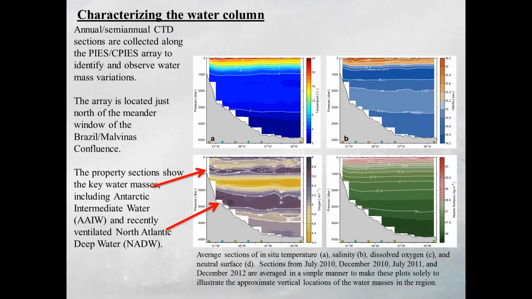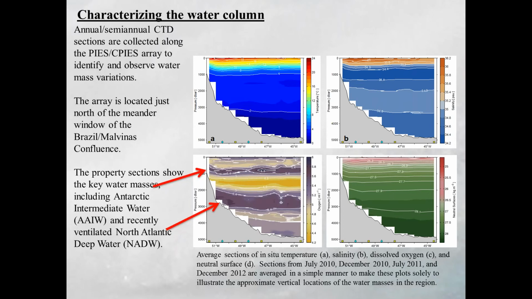And so these are mean temperature top left, salinity top right, dissolved oxygen lower left, and neutral density in the lower right. Sections averaging together 4 different cruises that we've done as part of the project. And along the bottom of the panels, you'll see the longitudes where the pies and the sea pies are with the small symbols that you see there.